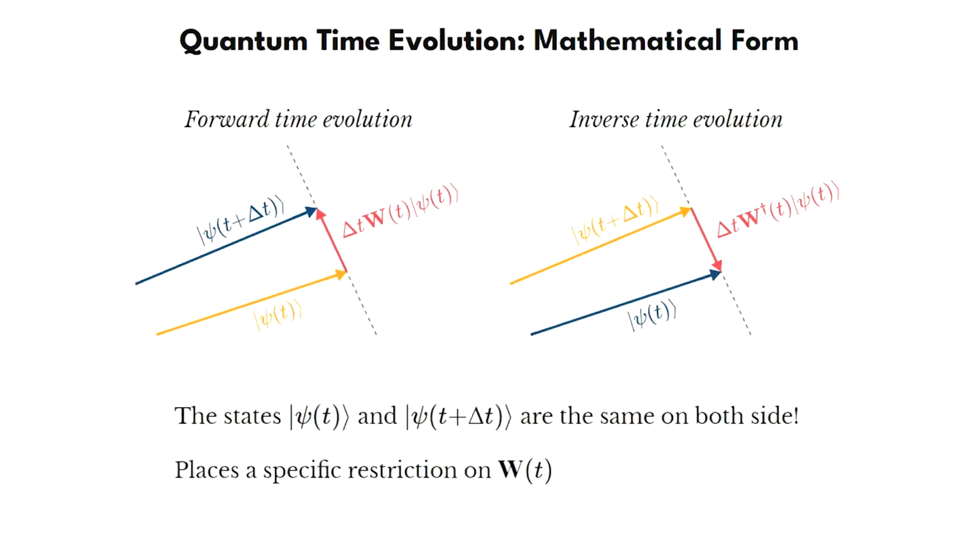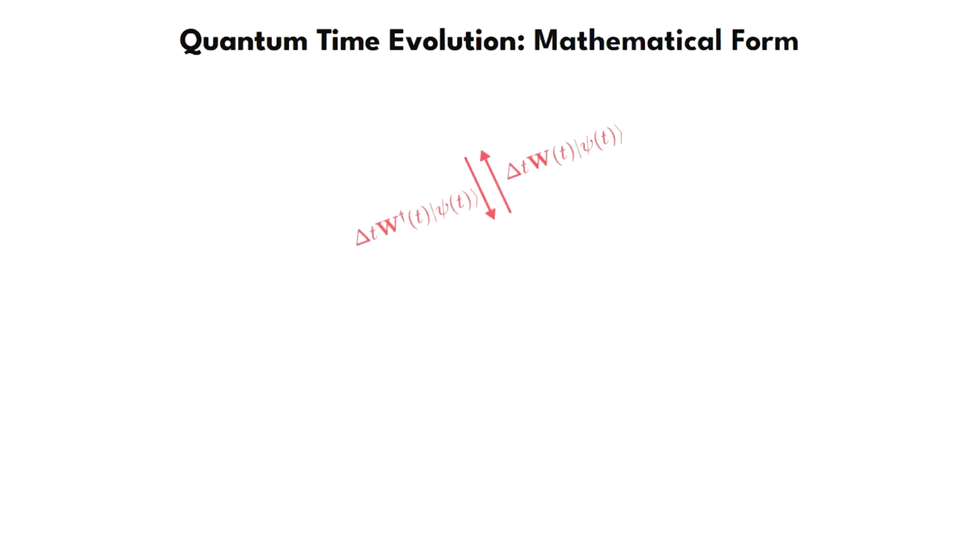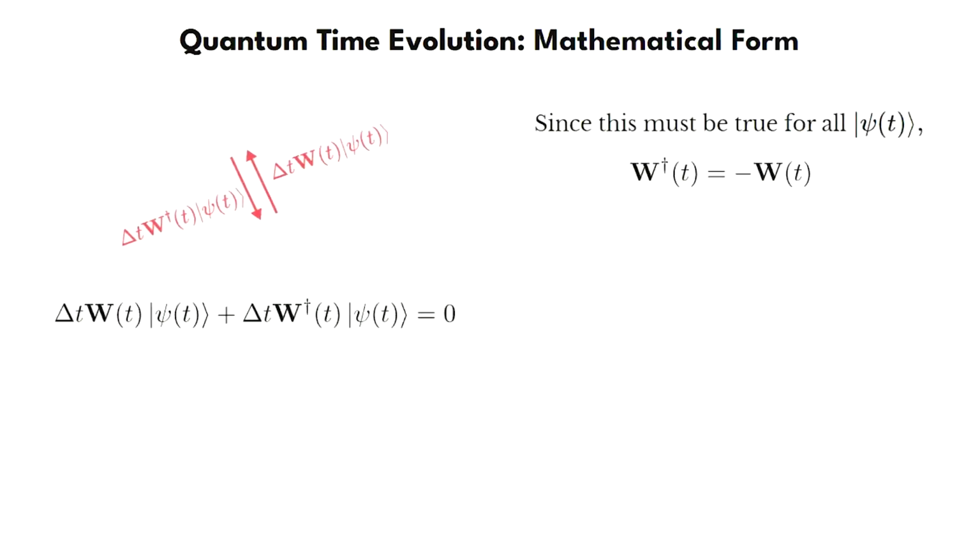Now we know that the state of psi t and psi t plus delta t are the same on both sides. So this places specific restrictions on the matrix W(t). And now we're going to find out what W(t) actually is. This can be done by just comparing the two vectors, because they are opposite in direction. And we know that when you sum opposite vectors together, you get 0. This tells you that when you take the complex conjugate of the matrix W, it will give you some additional minus sign.